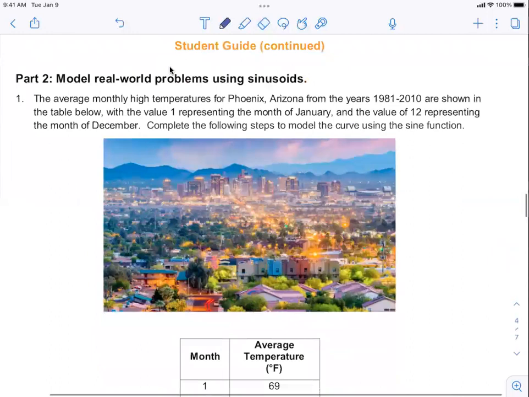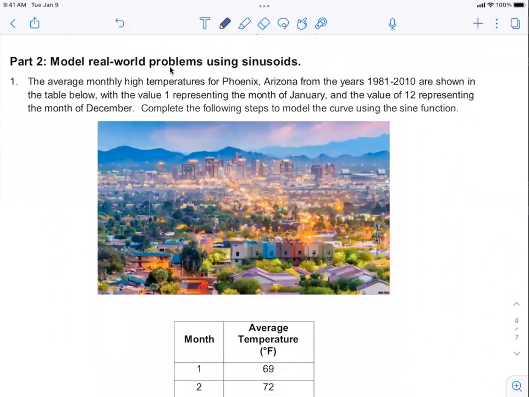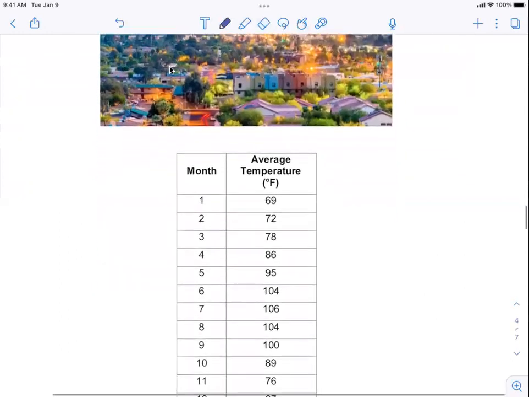Part 2, model real-world problems using sinusoids. The average monthly temperatures for Phoenix, Arizona from the years 1981 to 2010 are shown in the table below, with value 1 representing the month of January and the value of 12 representing the month of December. Complete the following steps to model the curve using the sine function.